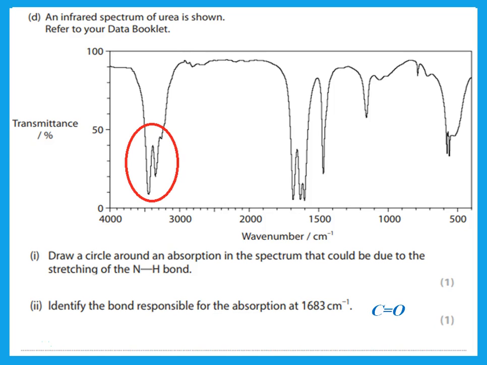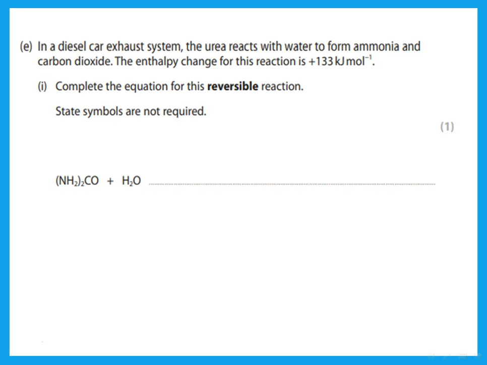Remember that around 1700, this is where the C double bond O peak is found. If you don't remember, then you can just check from the data booklet. You should be able to get it. Remember, keep in mind that we're still talking about urea, and from the structure that he gives me previously, he says that it has a C double bond O, so you would expect a peak at that area.